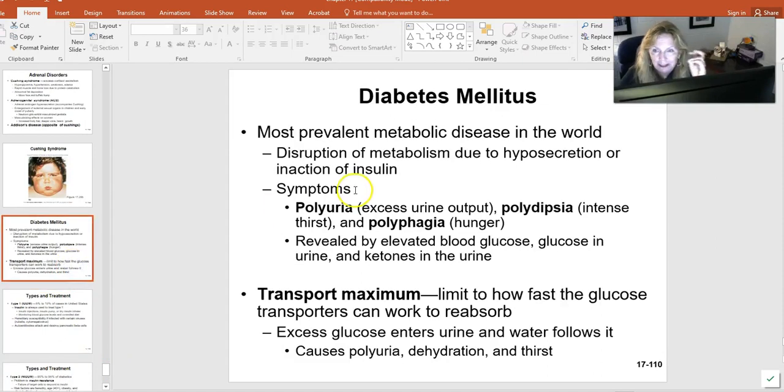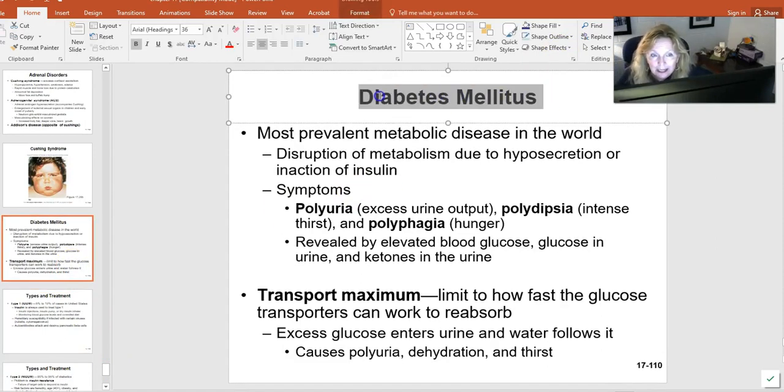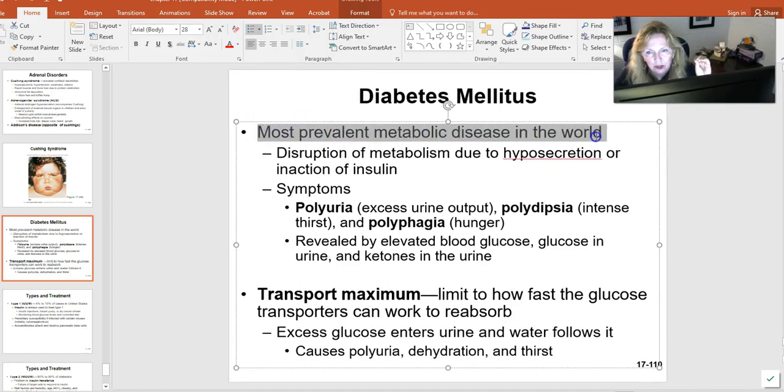Now, diabetes mellitus, not to be confused with diabetes insipidus. Diabetes insipidus had to do with ADH, not secreting enough ADH. In diabetes mellitus, this is having to do with the pancreas, and with blood glucose levels being out of homeostasis.